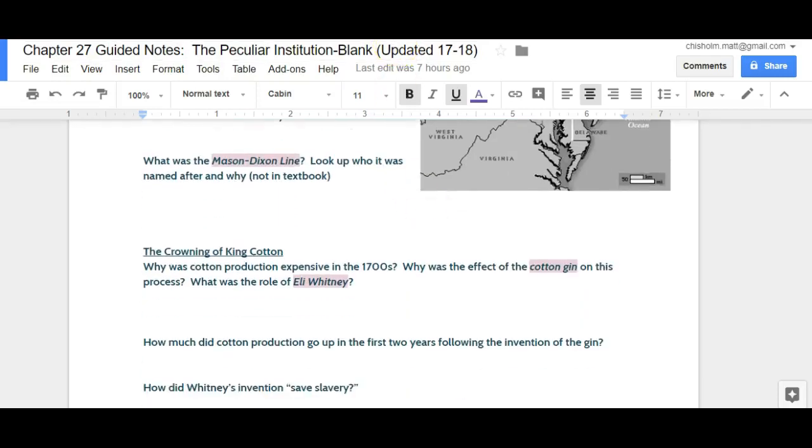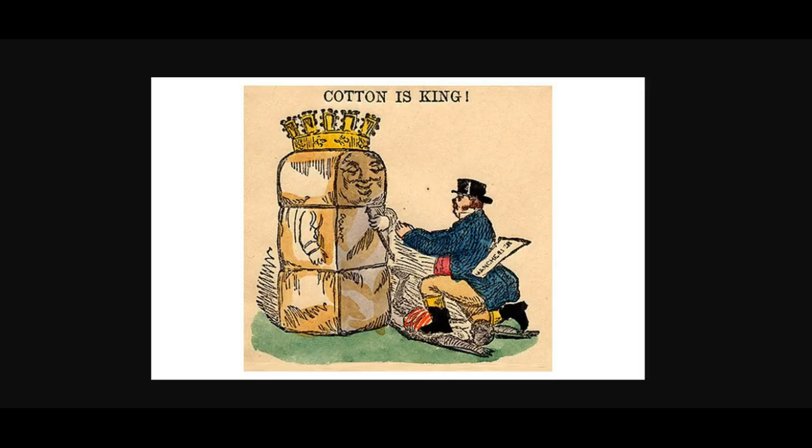Now, King Cotton, all right? That's the name we're going to use for this resurgence of an agricultural economy. Cotton is very, very expensive in the 1700s. It's costly. It's a laborious process. Separating seeds, even from long staple cotton, took quite a while. The cotton gin is going to speed that process up. Not to mention it's going to allow short staple cotton to be processed. I'm going to show you a video in a minute of that process. Of course, Eli Whitney is the inventor of the cotton gin.